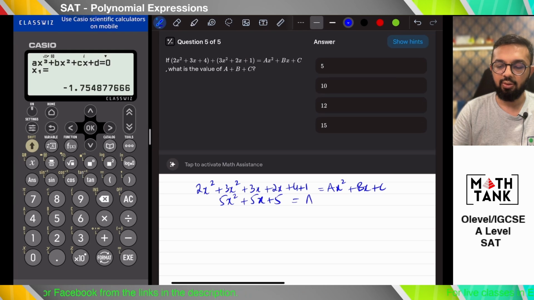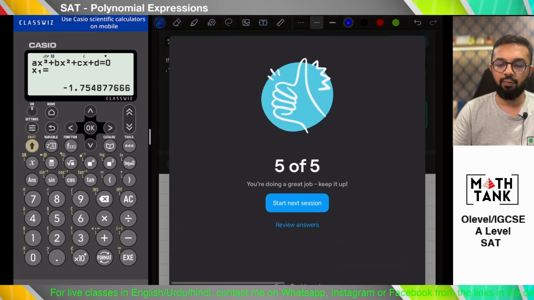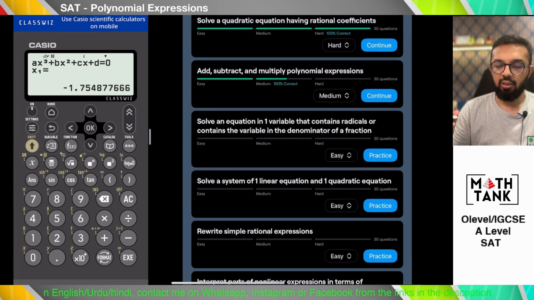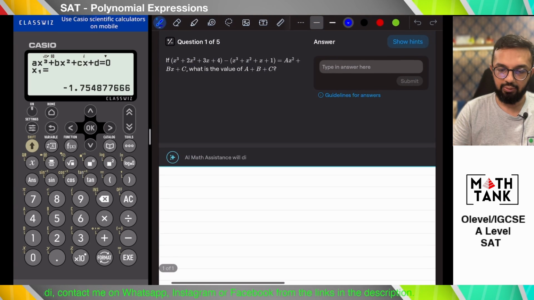So whenever you have such a situation, you say that since these expressions are equal, the coefficients must also be equal. So a is 5, b is 5, and c is also 5. So a plus b plus c should be 15. Some more medium questions on the way. Okay, let's do this one.